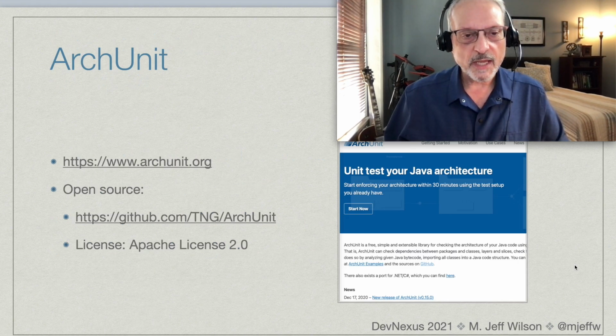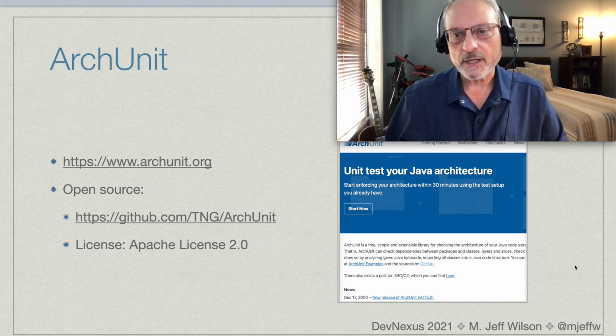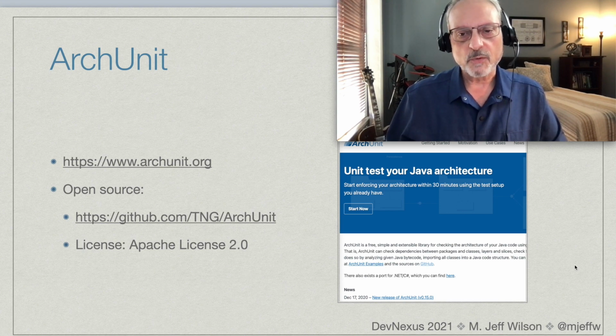ArchUnit is freely available open source, free as in pizza, under the Apache 2.0 license. It's pretty easy to get approval to pull into an enterprise IT shop. It has a great website. If you want to know a lot more than I can cover in 20 minutes about ArchUnit, I say go to the website and start reading.